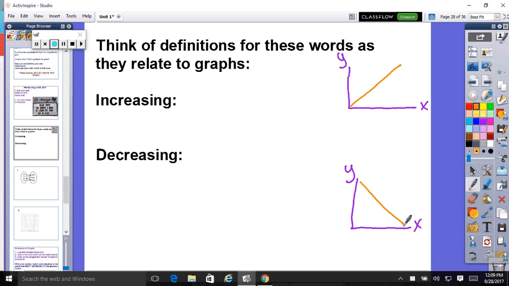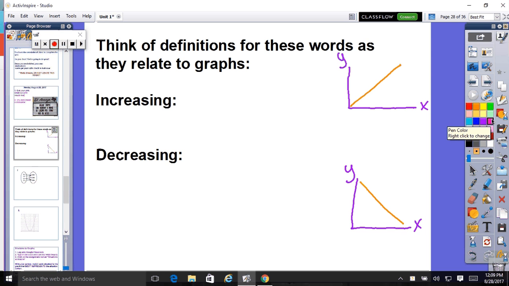Now, are these the only options for increasing and decreasing? No, of course not, right? It could be any rate of change. There could be all kinds of things that it could look like. And you'll learn next year in algebra that some of the graphs increase and decrease at the same time. But I'm not going to get into that. So, let's put into words what increasing and decreasing means.